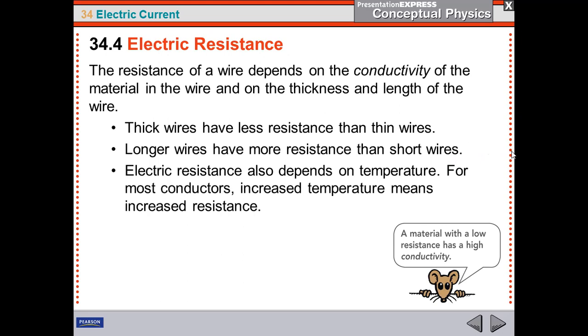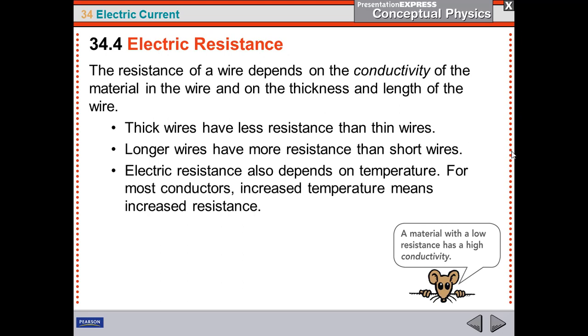The resistance of a wire depends on the conductivity of the material in the wire and on the thickness and length of the wire. If you use different materials with different conductivity, they will have different resistances, and if you use wires with different thicknesses and lengths, there will be a difference in the resistances. Thick wires have less resistance than thin wires. Longer wires have more resistance than short wires. So if you have a thick and short wire, that will have very low resistance.